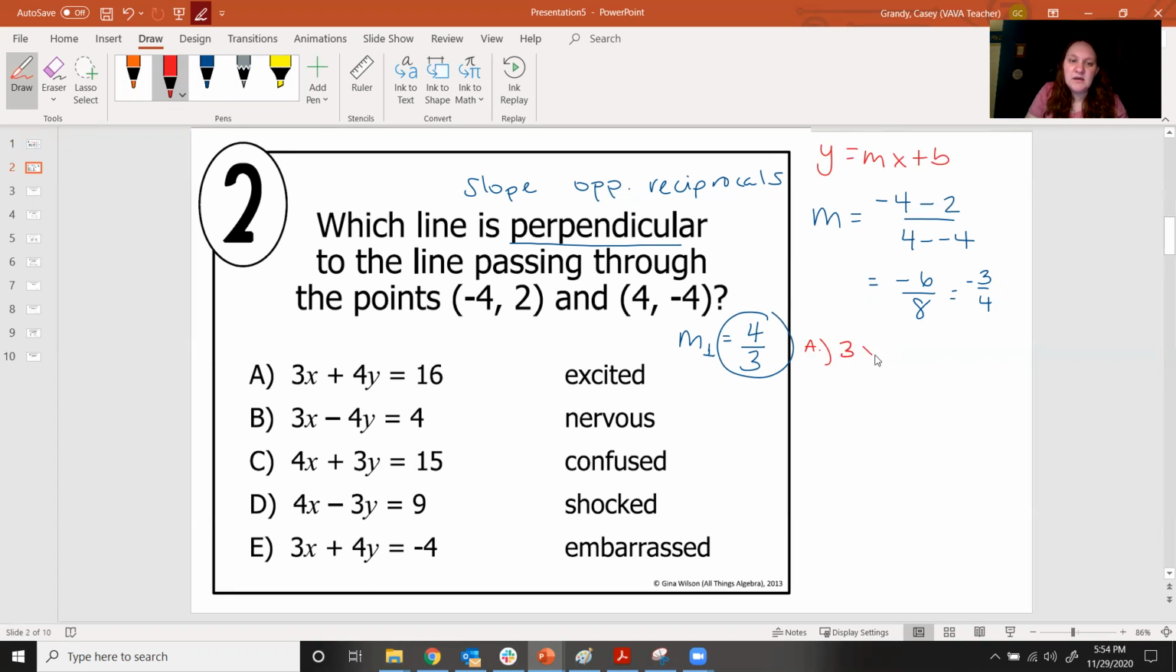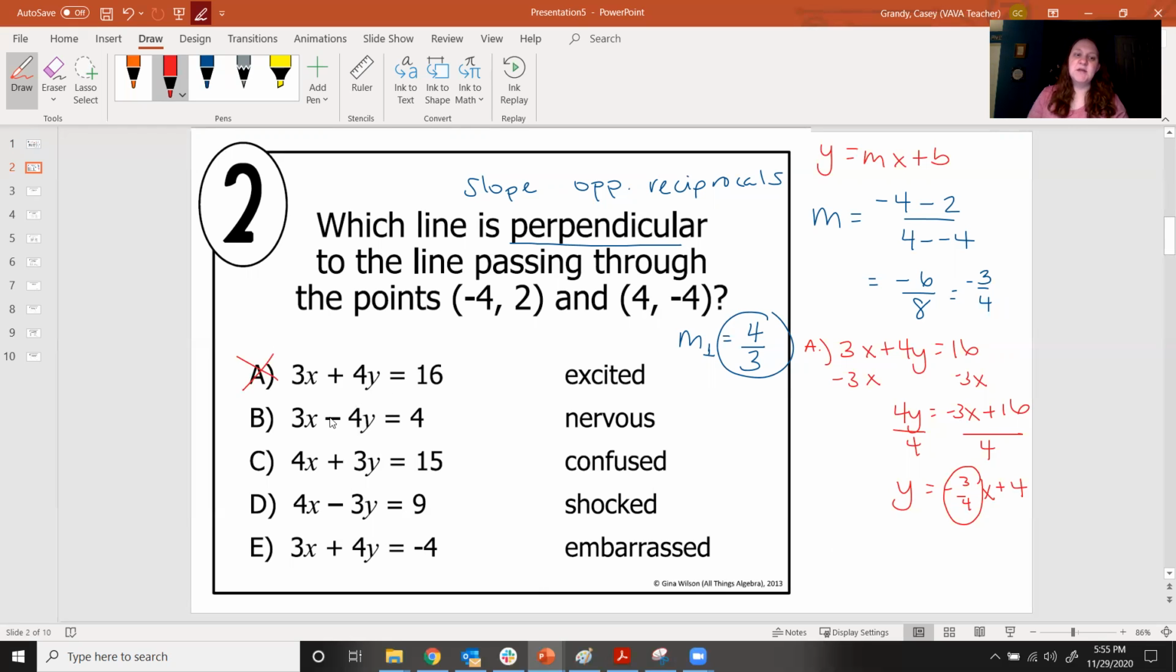So for A, we want to solve for y. I'm going to subtract 3x from both sides. And then to get that y by itself, divide by 4. So this becomes y equals -3/4 x plus 4. You can divide each part here by the 4. -3x divided by 4 is -3/4 x. 16 divided by 4 is 4. So the slope here is -3/4. That is not perpendicular to these 2 points. It would actually be parallel. So it's not A.